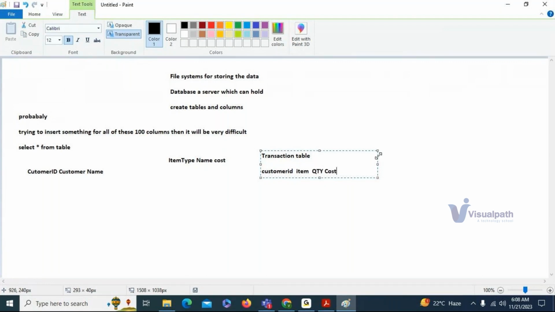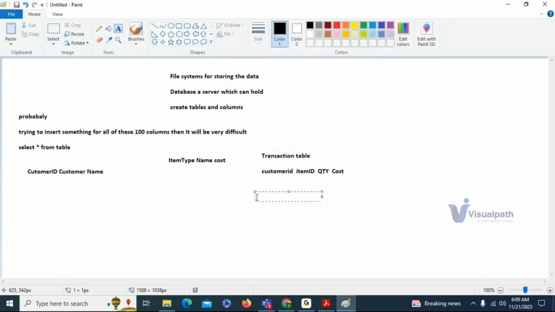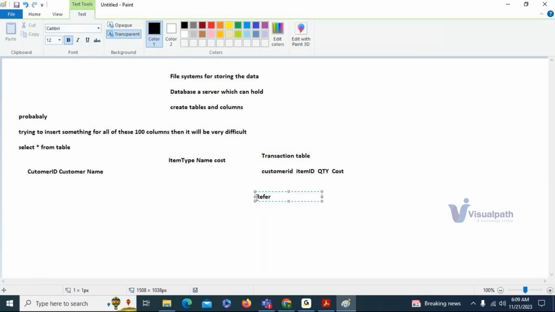So instead of inserting hundreds of columns every time, now I'm going to just insert the customer ID and item details, one identifier which can identify the whole row. Customer ID will identify the whole row in the customer table. Item ID will identify the whole row in the item table. And then you are going to take the cost and the quantity. This is where people came up with the referential integrity concept. That is the foreign key.